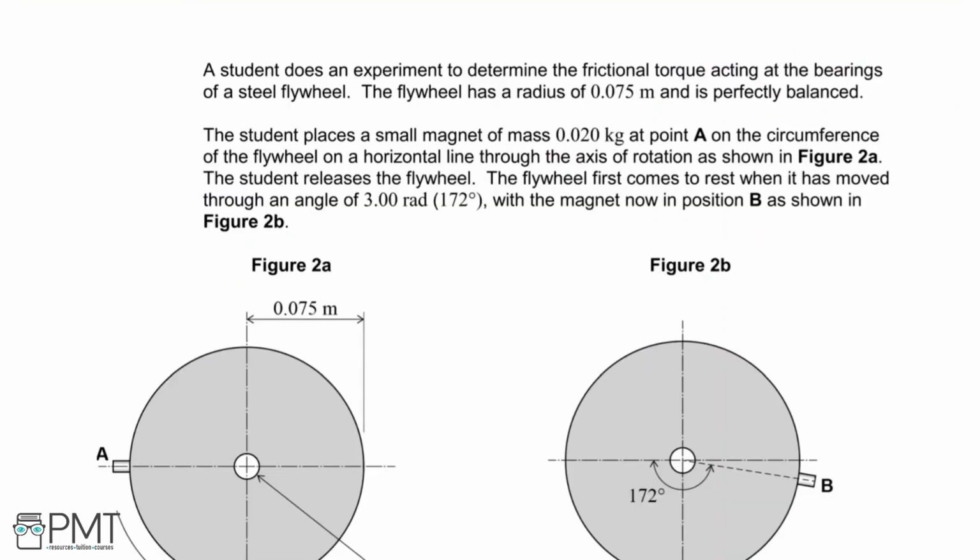A student does an experiment to determine the frictional torque acting at the bearings of a steel flywheel. The flywheel has a radius of 0.075 meters and is perfectly balanced. The student places a small magnet of mass 0.020 kilograms at point A on the circumference of the flywheel on a horizontal line through the axis of rotation, as shown in figure 2A. The student releases the flywheel. The flywheel first comes to rest when it has moved through an angle of 3.00 radians, or 172 degrees, with the magnet now in position B, as shown in figure 2B.